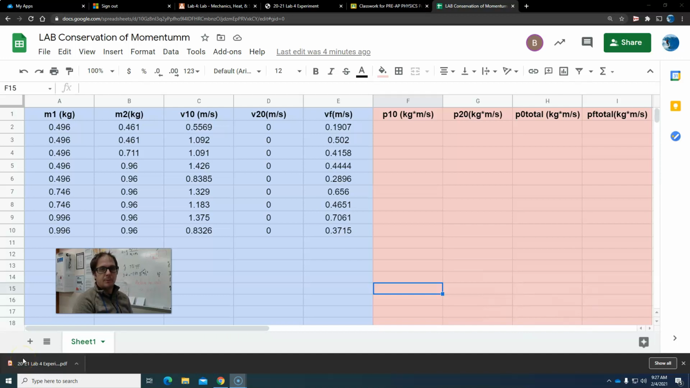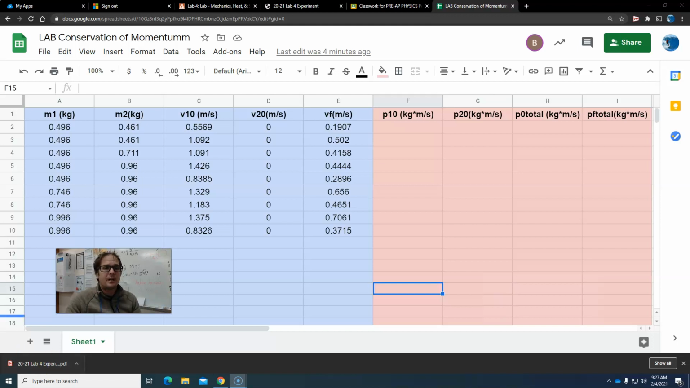Lab: conservation of momentum. This is a very simple lab where we measure the position versus time of the collision of two cars, but only one car was initially moving; the other one was at rest. The two cars come together, and because I put Velcro between the two cars, they attach and move together.